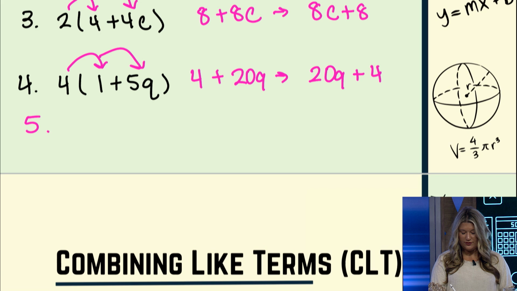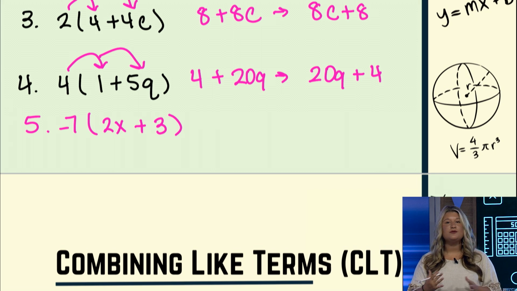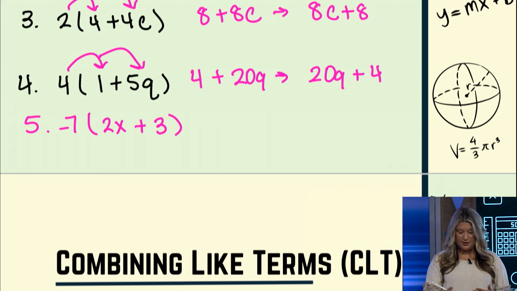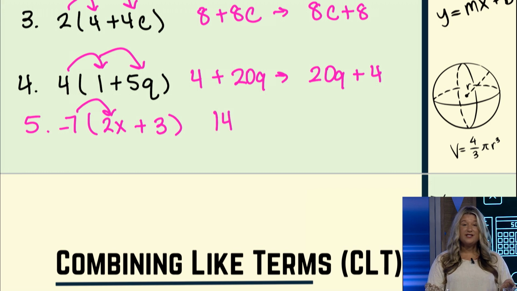So let's say we'll do negative 7 times 2x plus 3. When you're distributing a negative, you need to remember your integer rules. So negative 7 times 2x, well 7 times 2 is 14. But remember, we started with a negative.